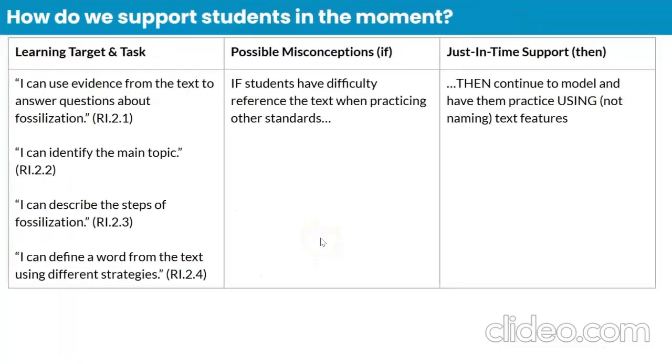When we unpacked the standard, we named RI.2.5 as a gateway skill that unlocks other informational reading standards for students. This means that using text features can be considered a just-in-time support as students work on other standards. If students have difficulty referencing the text when practicing answering questions, identifying the main topic, or defining words with different strategies, make sure you are providing students with plenty of modeling and practice time using, not naming, text features.